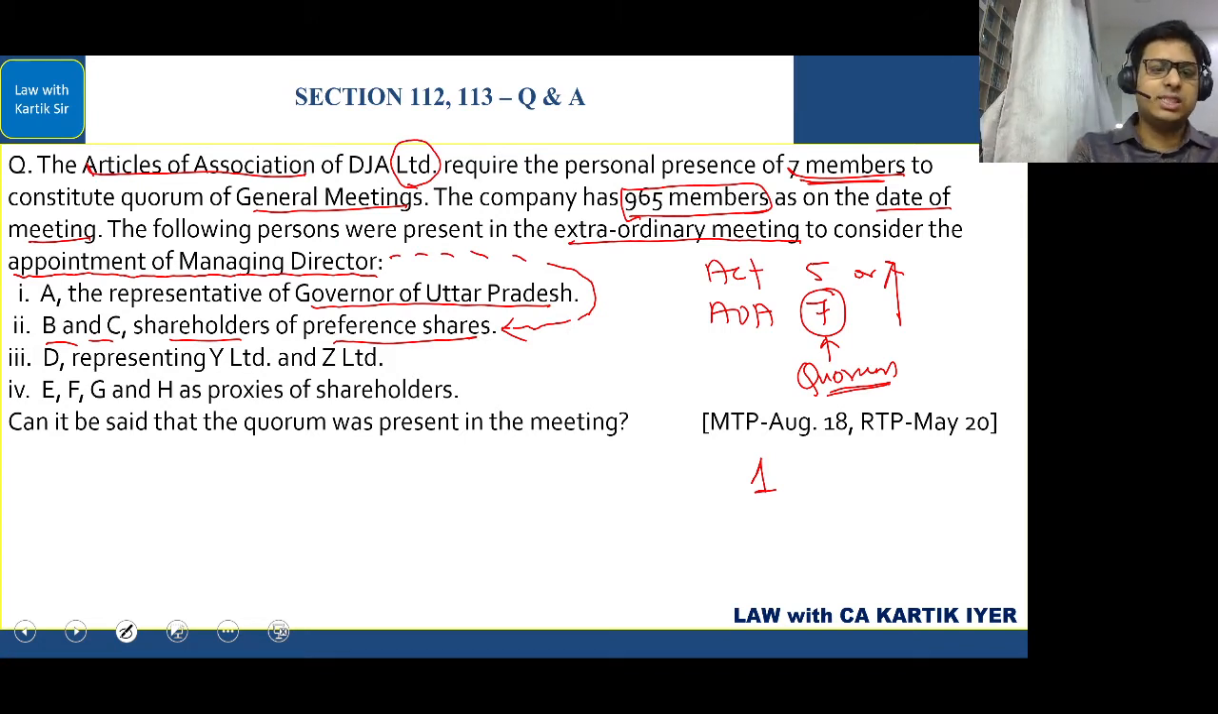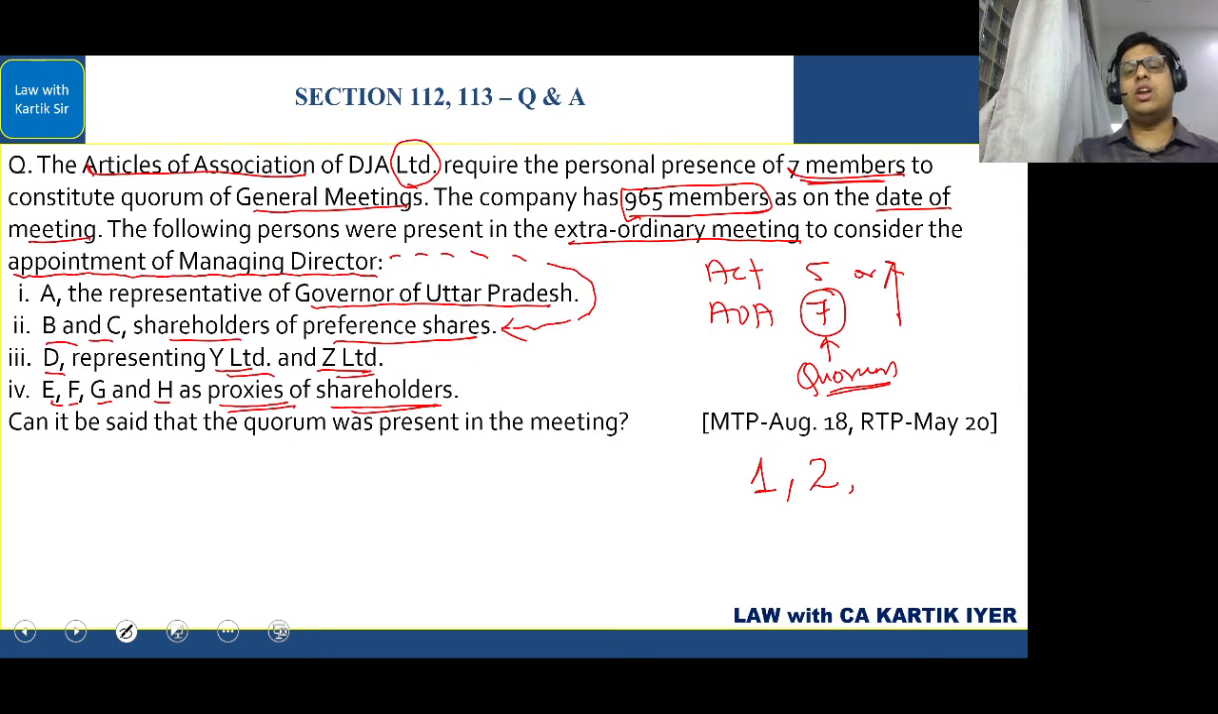Okay. Next, D is representing Y Limited and Z Limited. So remember, D will be taken as 2 persons. So I'm just writing here 2. Because he's representing 2 companies, he'll be treated as if 2 members have come. Okay. E, F, G, and H as proxies of shareholders. Now be very careful.